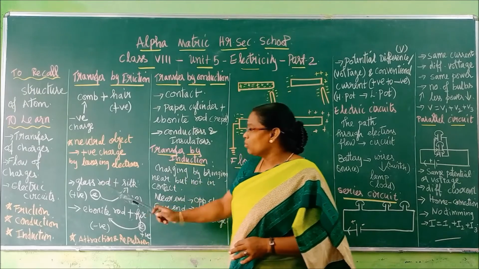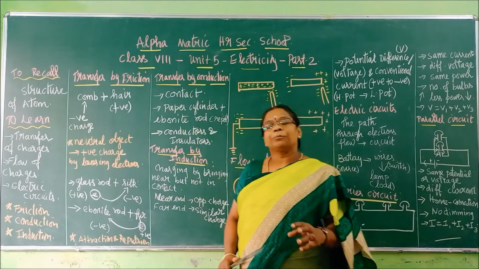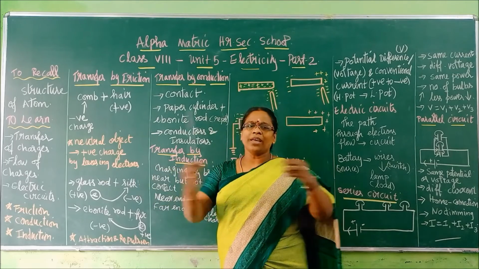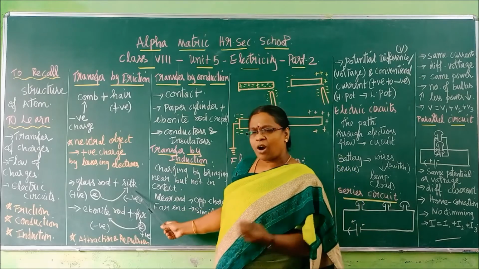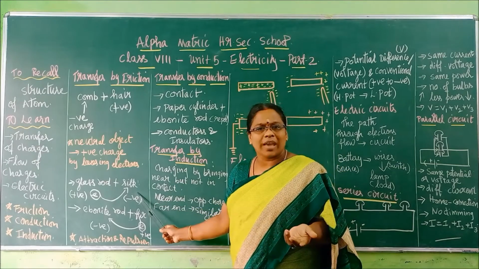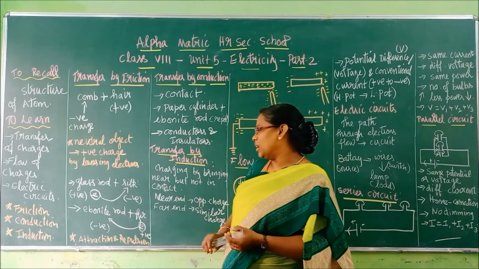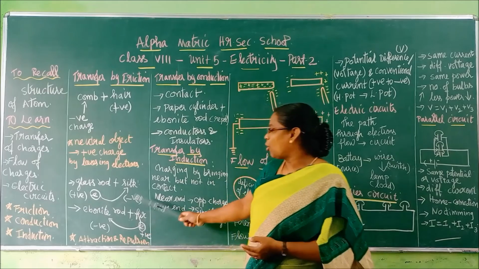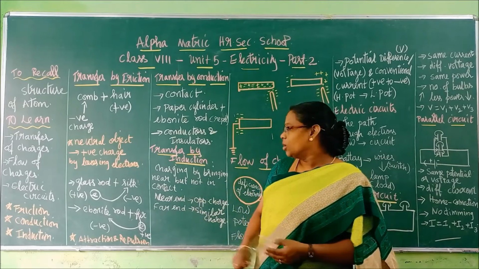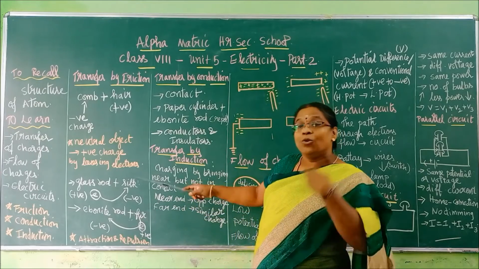Next one. Now a similar example I can give you. If a glass rod, a rod made of glass, is rubbed with silk, ordinary silk cloth like sarees, what will happen? Here the glass rod will give some electrons to the silk cloth. So the glass rod is losing electrons.